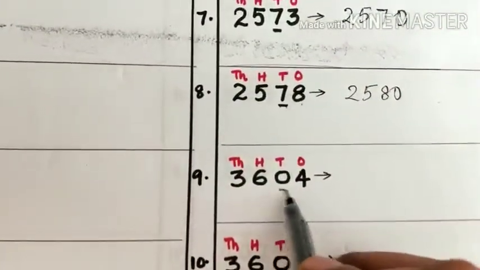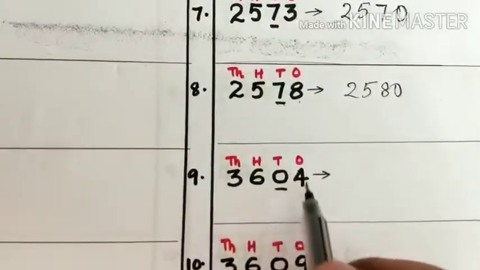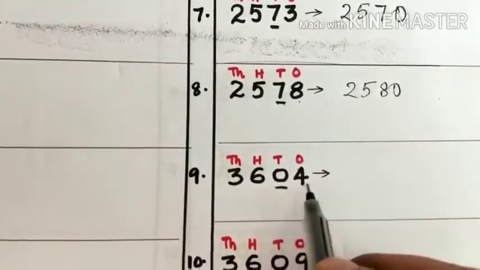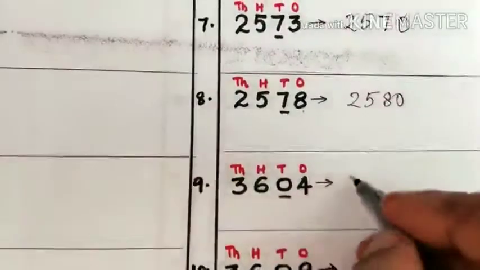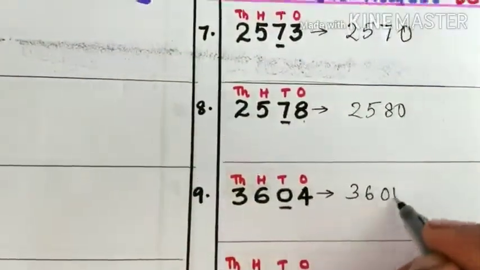3604. Tens place digit 0. Next, in ones place, 4. Less than 5. 0 no change. 0 will not change. 3600.